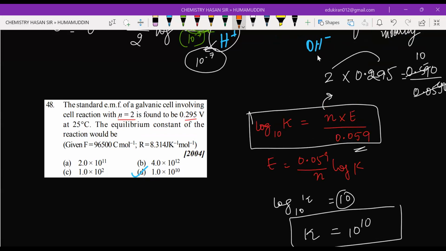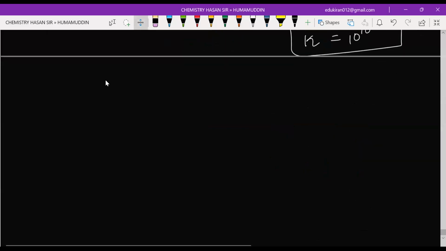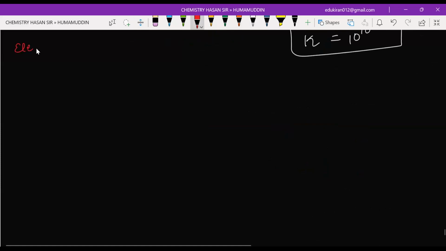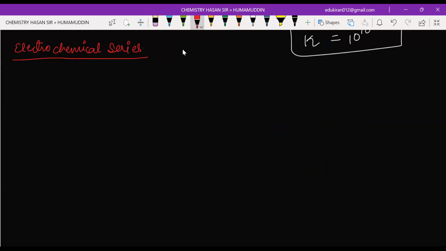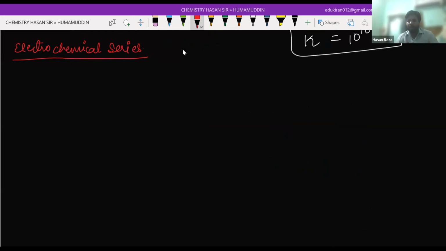Very good. Now see, the next topic is electrochemical series. This is a series based upon the increasing or decreasing order of electrode potential value. If you know the electrode potential values of different elements or ions, then you can easily arrange them in increasing or decreasing order of oxidizing or reducing behavior. Are you getting my point? Yes, sir. So electrochemical series, I'm going to write from here.